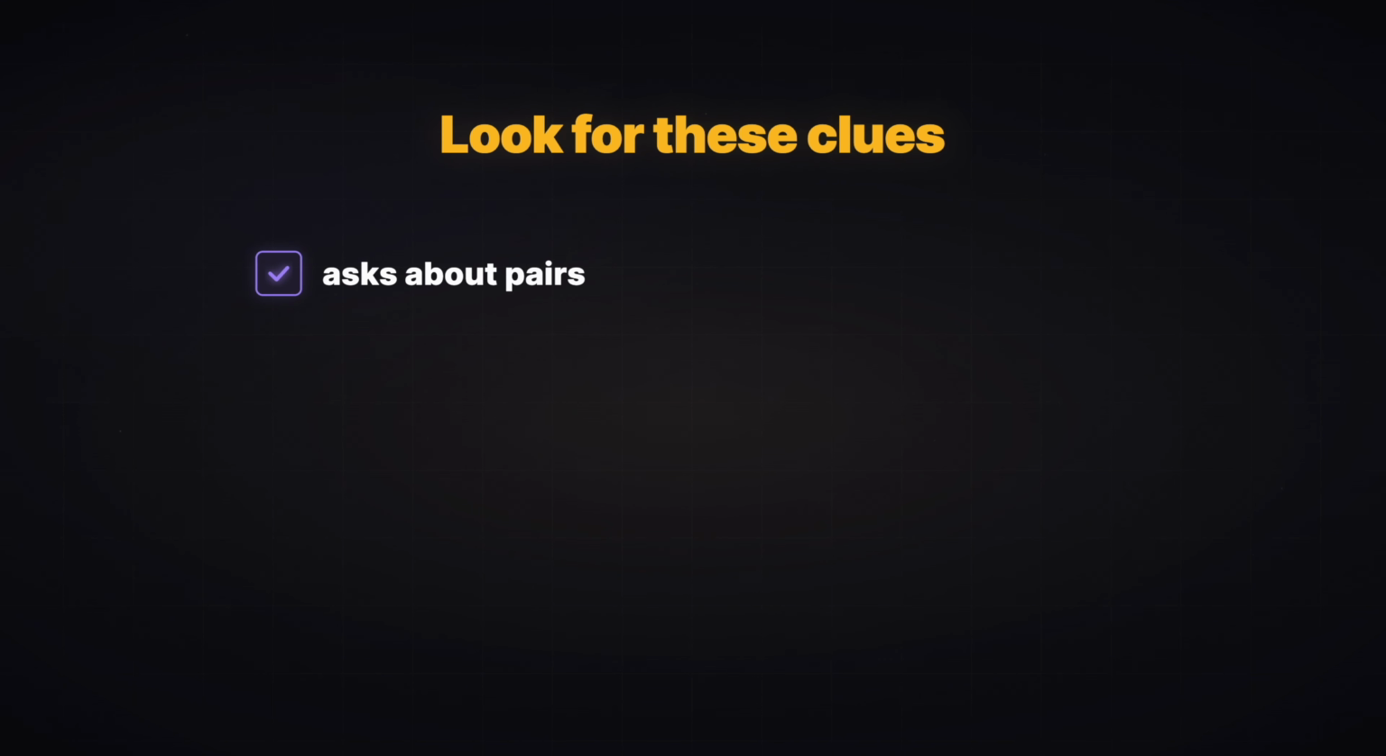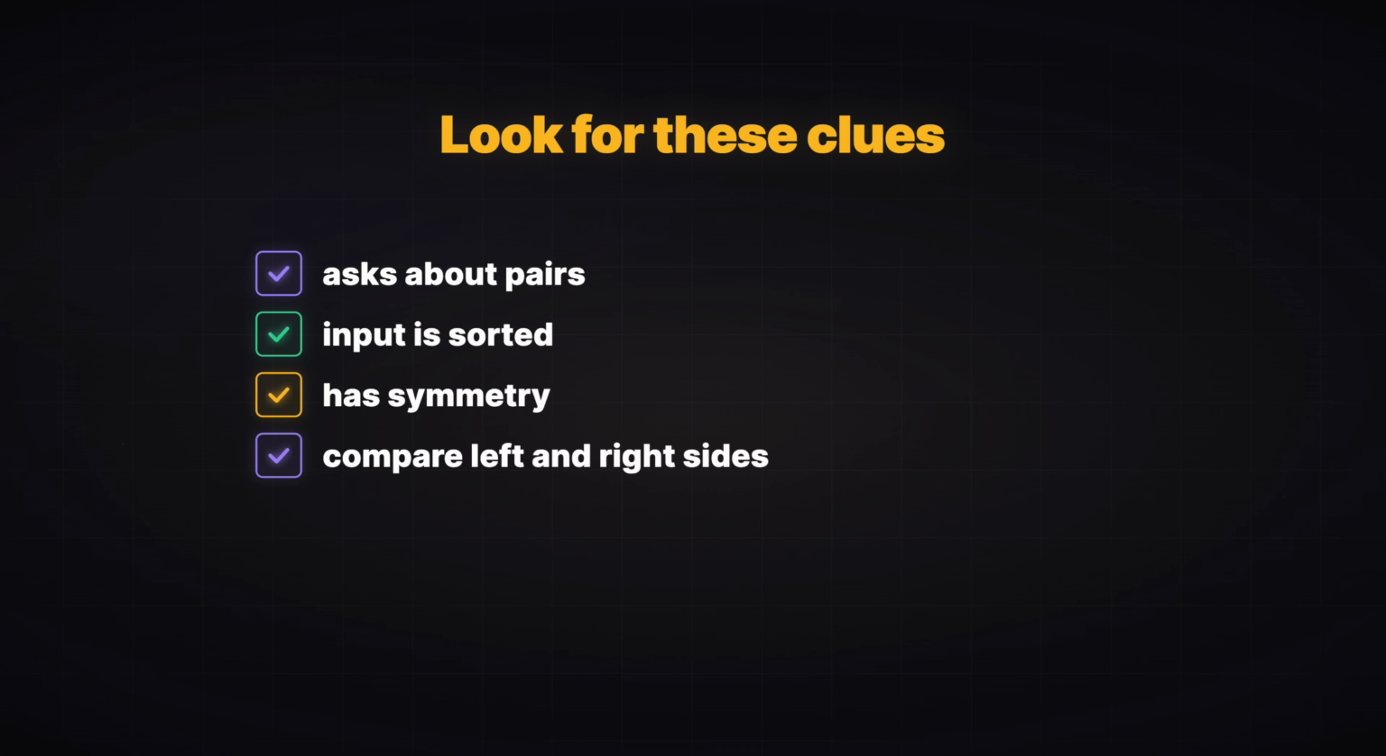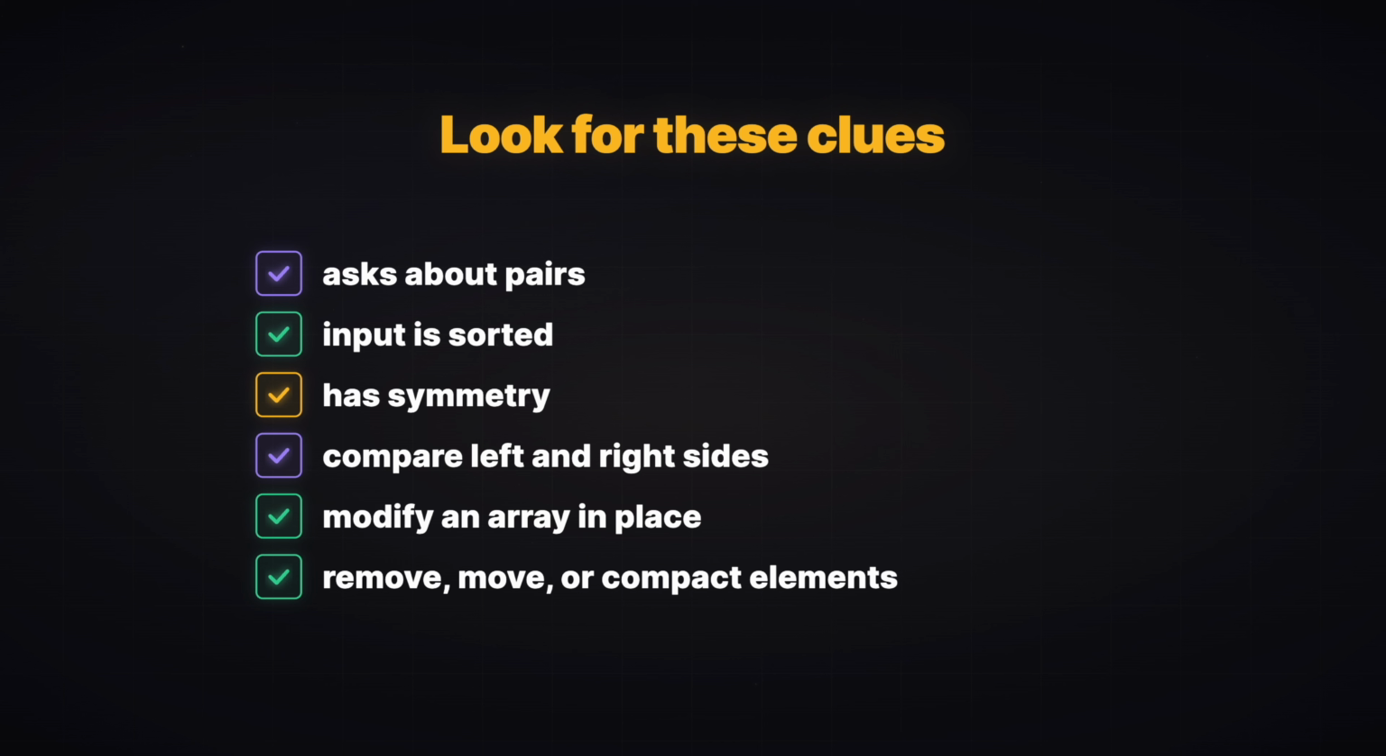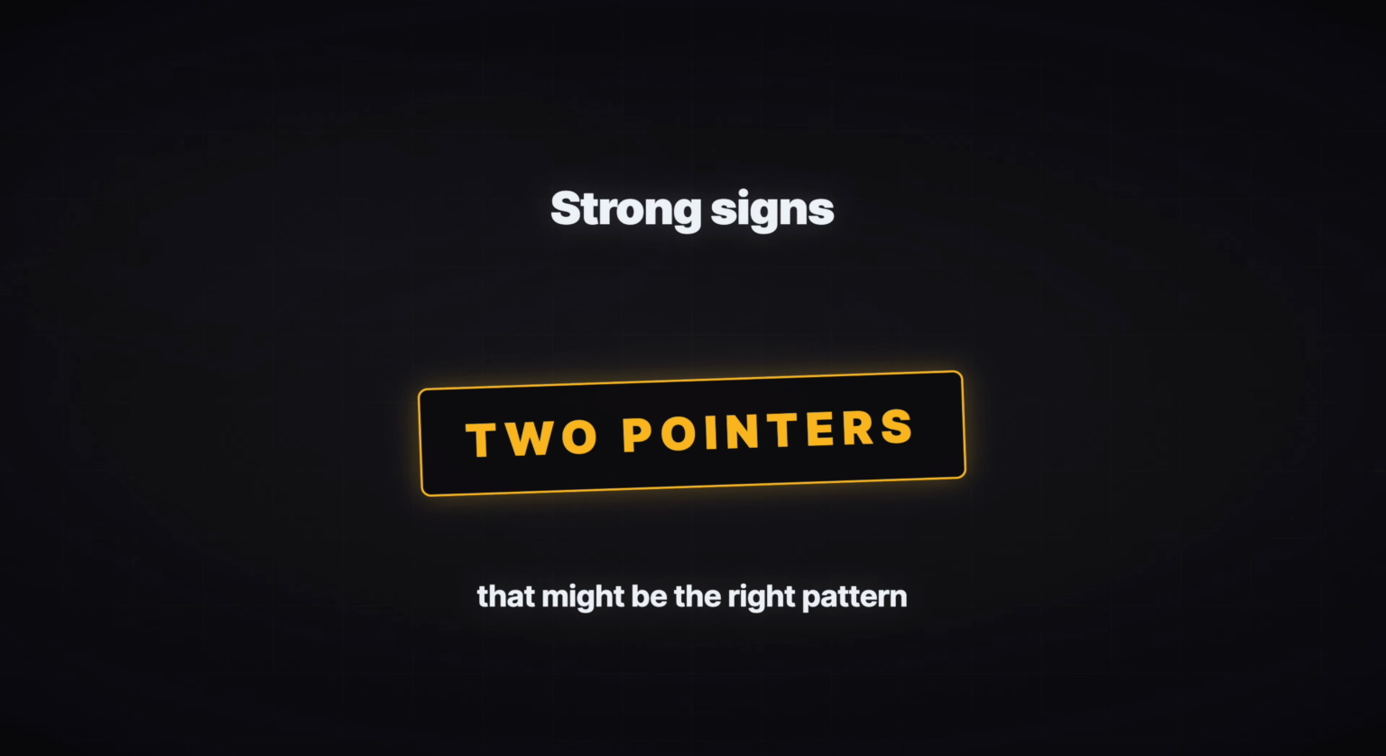The problem asks about pairs. The input is sorted. The problem has symmetry. You need to compare left and right sides. You need to modify an array in place. You need to remove, move, or compact elements. Or the problem has a stage where you first find a special position, then perform another operation. These are strong signs that two pointers might be the right pattern.